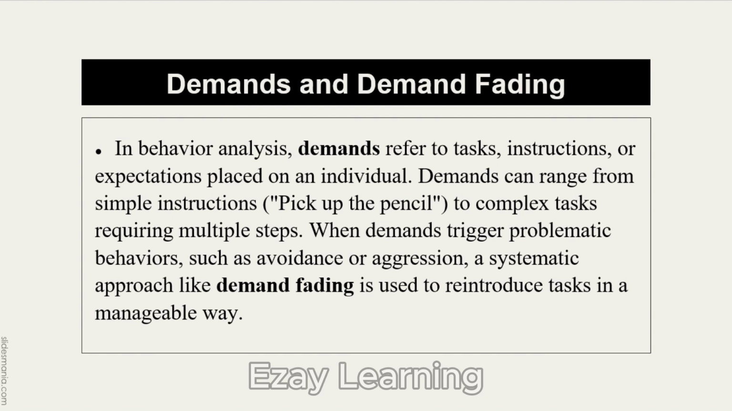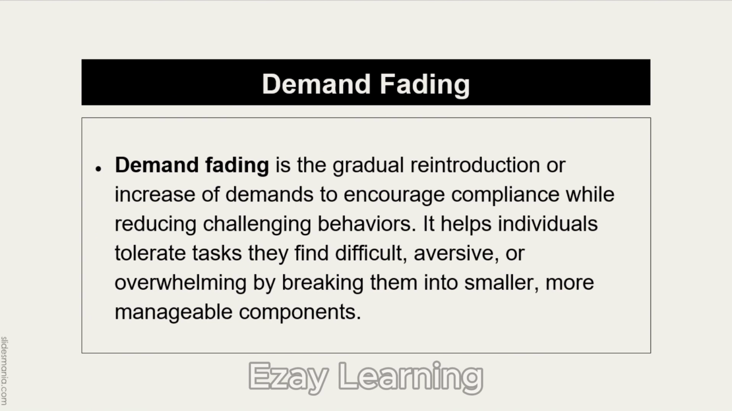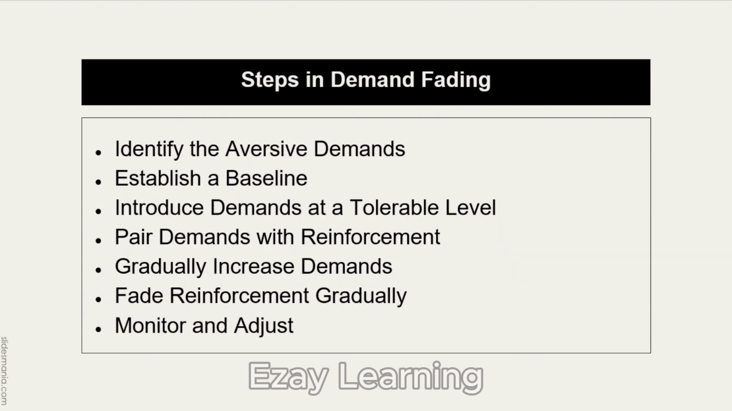It can be simple instructions like pick up the pencil, or it can be even complex tasks requiring multiple steps. And whenever the demands get higher, whenever the demands trigger problematic behavior like avoidance or aggression, a systematic approach like demand fading is used. Now, what is demand fading? Demand fading is basically either the gradual reintroduction or increase of demand to encourage compliance while reducing challenging behavior. So, you are basically reducing the demands and increasing them gradually. Why? To encourage compliance. And this helps the individual tolerate tasks they used to find difficult or aversive because you are now breaking them into smaller or manageable parts.